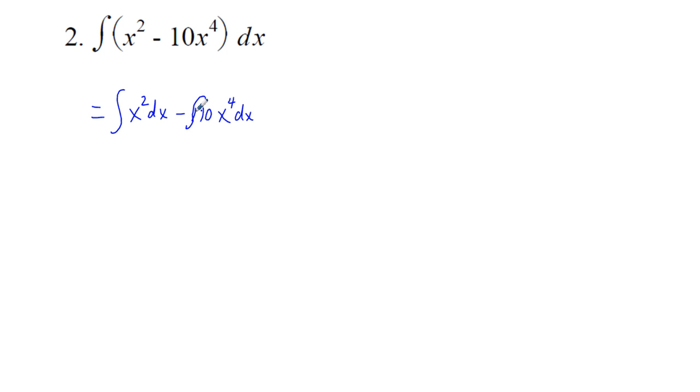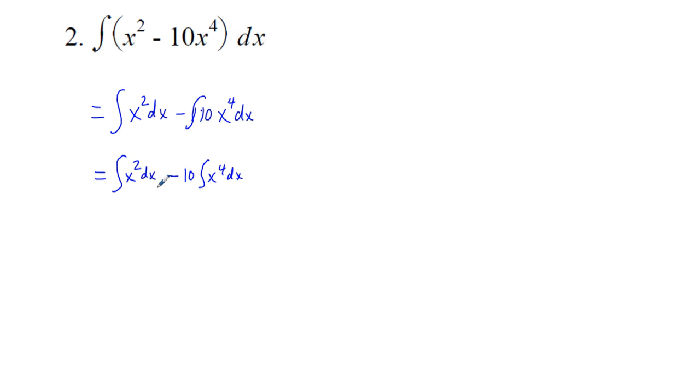So we split this integral, the 2 terms of the integral. Next, I'm going to continue to write this as x squared dx. And now with this -10, I'm going to pull this 10 out front. So I have minus 10 times the integral of x to the 4th dx.